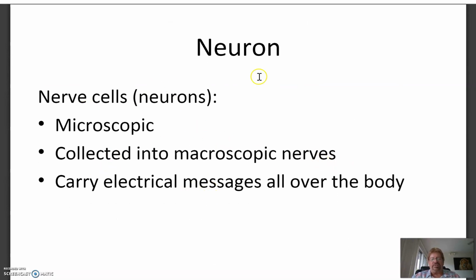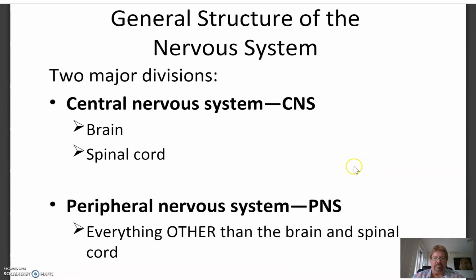Nerve cells are neurons. Neurons are the functioning nerve cells. Microscopic, collected in the macroscopic nerves, they carry electrical messages all over the body.